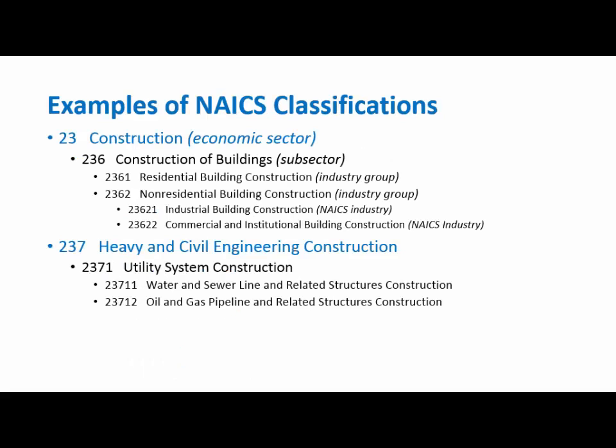Let's take a look at Economic Sector 23, construction. One of the subsectors is construction of buildings. Under that, the industry groups include residential and non-residential. The NAICS industry codes under non-residential include industrial building construction 23621 and commercial and institutional 23712.